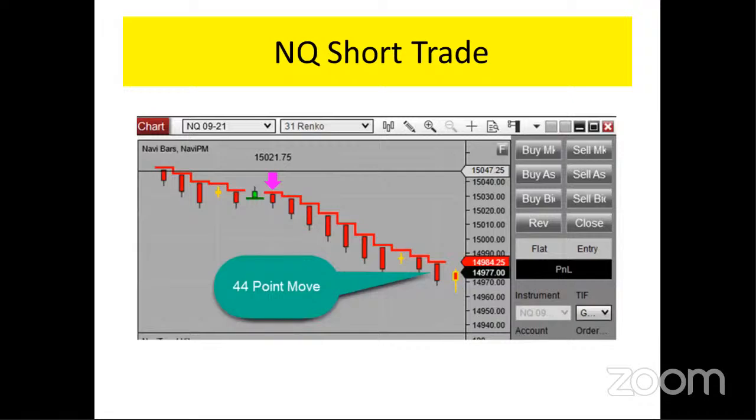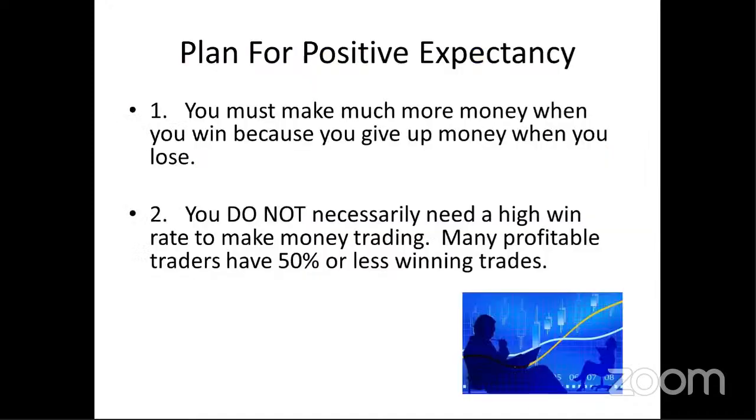Don't cut your winners quickly, let your winners run. So here's an example of a 44-point move down on the NASDAQ. And again, plan for positive expectancy. Reason for that is because you're going to have some losing trades. And of course, with losing trades, you're going to give up some of your capital, but you need to more than offset that with your winning trades.